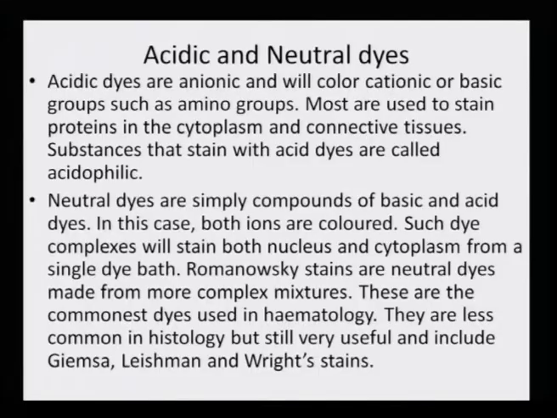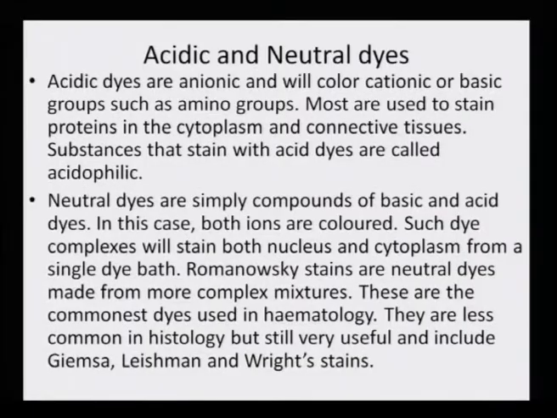Now, as I mentioned a while ago, categorizing them into basic dyes, neutral dyes and acidic dyes, let us look at what the acidic dyes and the neutral dyes are all about. Acidic dyes are anionic and will color cationic or basic groups such as amino groups. Most are used to stain proteins in the cytoplasm and connective tissues. Substances that stain with acid dyes are called acidophilic, obviously, as the name suggests.